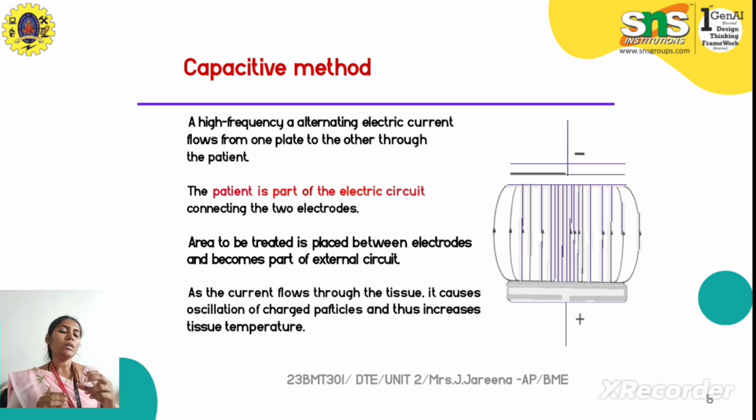So the area to be treated is usually placed between these electrodes, so that particular part becomes a part of the external circuit. The reason is that the high frequency current, that is radio frequency current, will pass from one electrode to another electrode through this area to be treated. So that is the reason in capacitive method, the targeted area which you need to treat becomes part of the electric circuit.